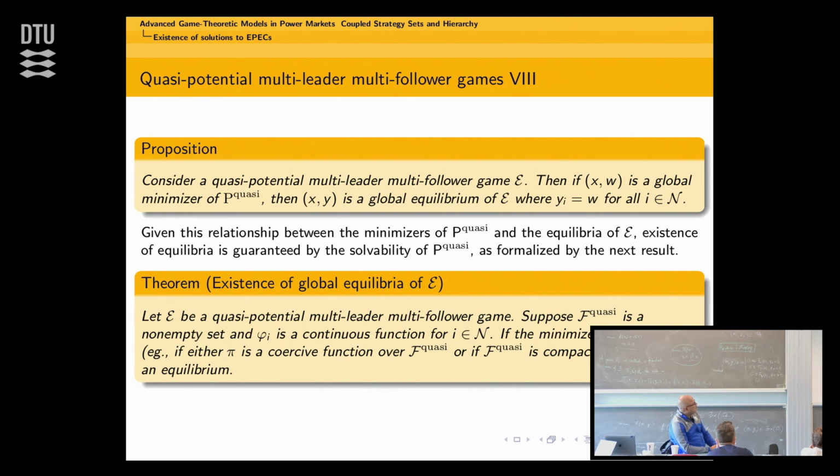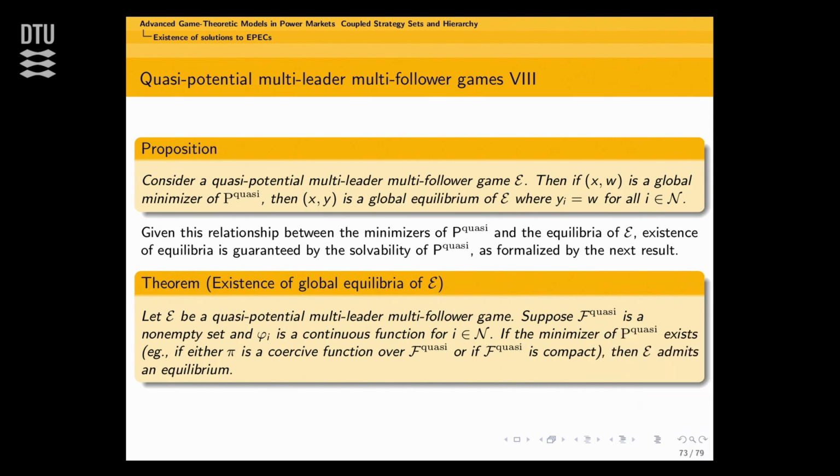Well, if F quasi is a non-empty set and phi is a continuous function, then the minimizer exists if either phi is a coercive function over F quasi, or if F quasi is compact, right? So it's not impossible to get existence if you abide by this structure. Now you'll have to tell me if it works for your applications, but that might help us think about how to modify, extend, change it.